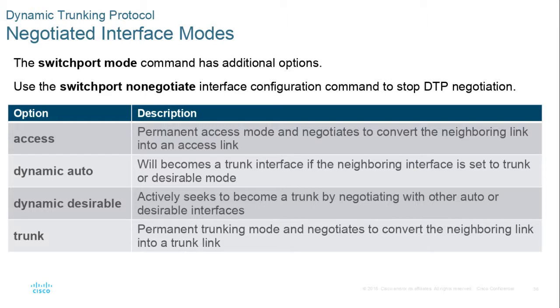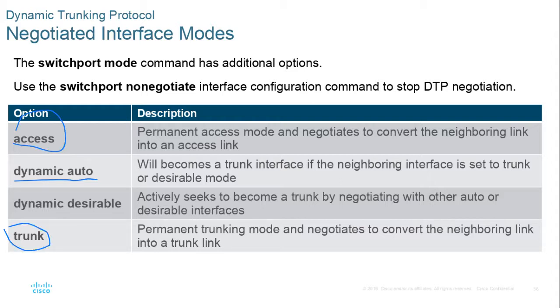However, out of the box, our 2960 switches come as dynamic auto, which means it will trunk up if the neighboring interface it's plugged into, that switch has it in desirable mode or someone said trunking on it, it'll automatically trunk up. So you can configure this on the machine yourself. My personal preference is switchport mode access, switchport mode trunk.